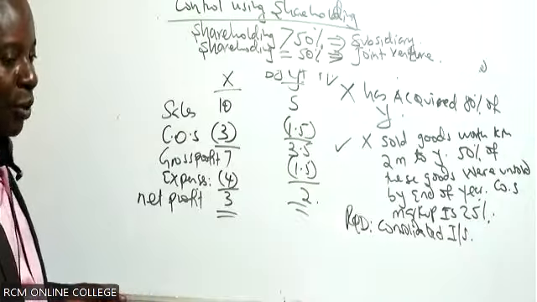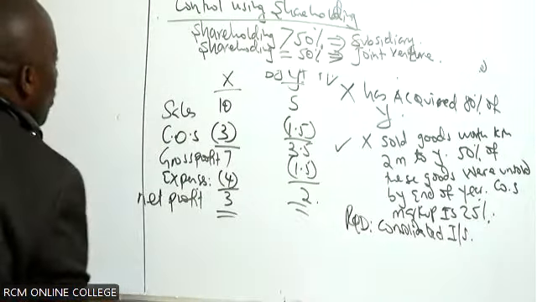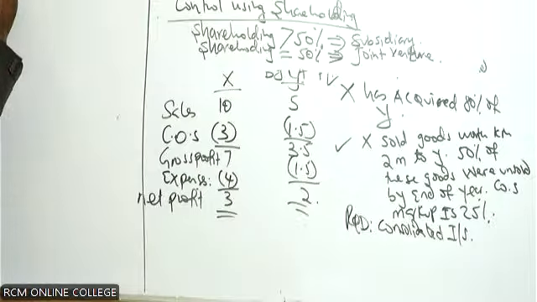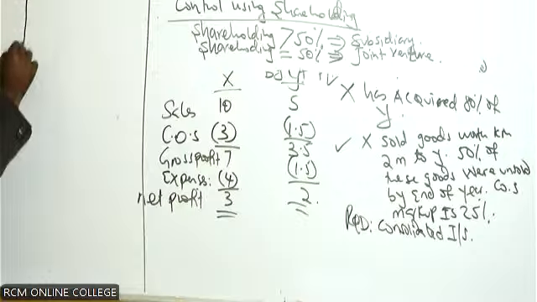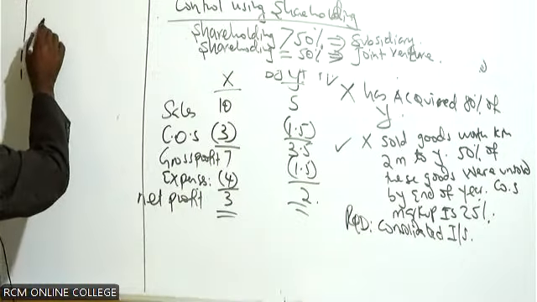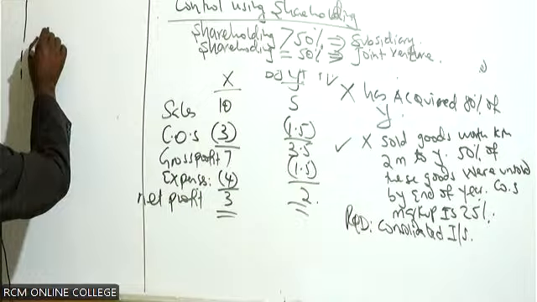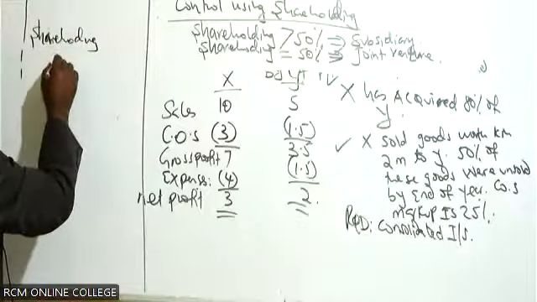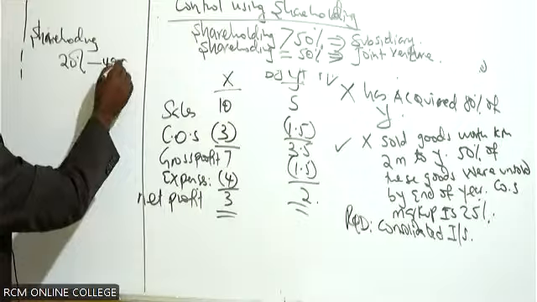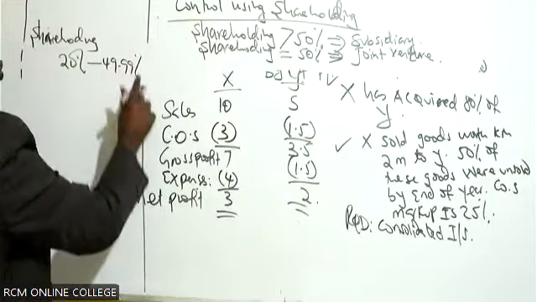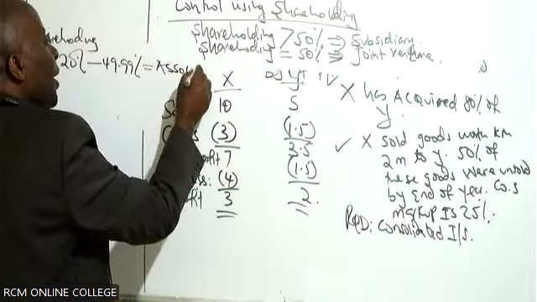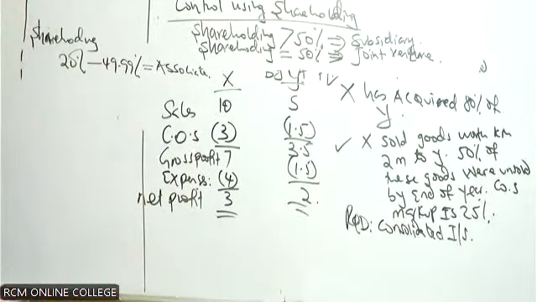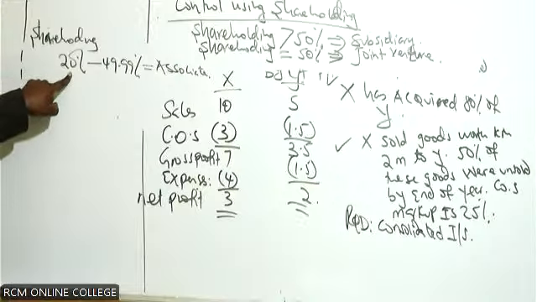All right. And then, ladies and gentlemen, whenever you have shareholding in between 20% all the way to 49.99%, this one we shall be calling an associate. Whenever the shareholding falls here, 20% all the way to slightly below 50%, that will be an associate.